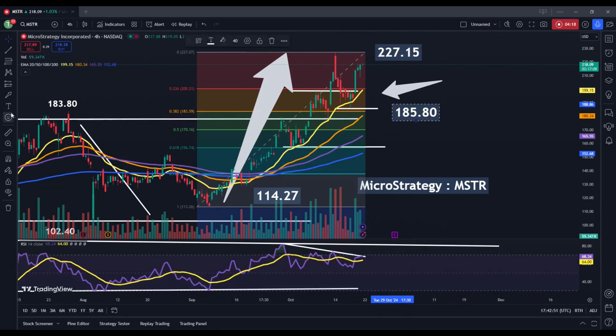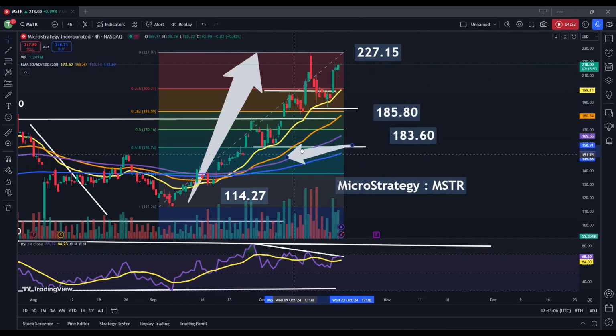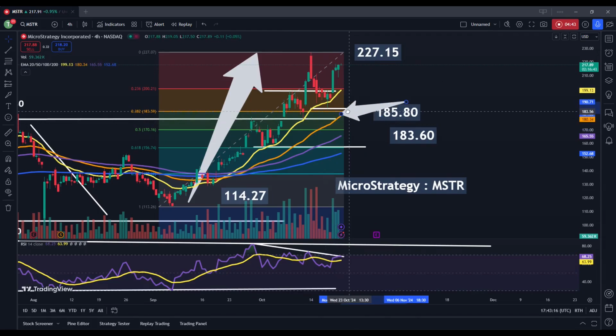That actual historical support level comes in at 185.80, and then 183.60 is this Fibonacci support zone. And in addition to that, as you can see, this orange line is also rapidly ascending here. When share prices move to this extent in the upward direction, you're also going to see the exponential moving averages follow right along.